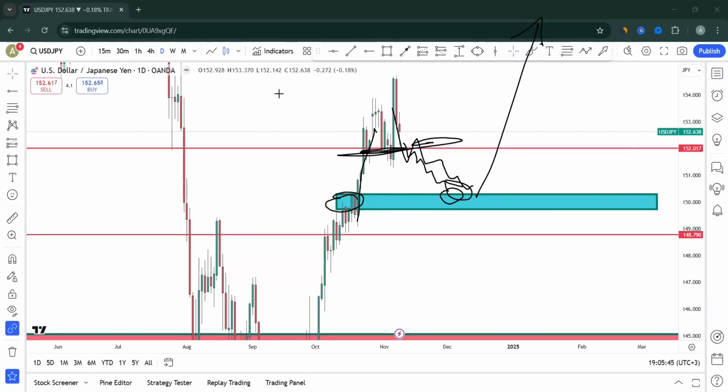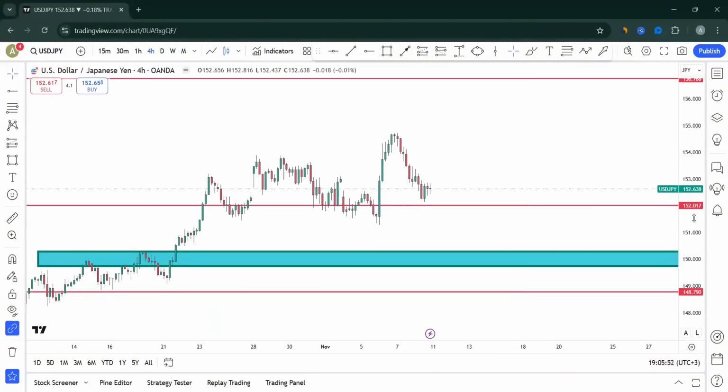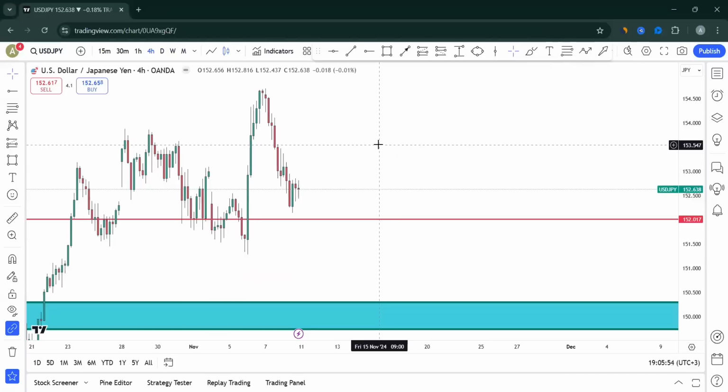Now let's go to the H4. I like using H4. Remember I said it is up to me. It's not a must that you should also use H4. Now, when I come to H4, what do I observe?